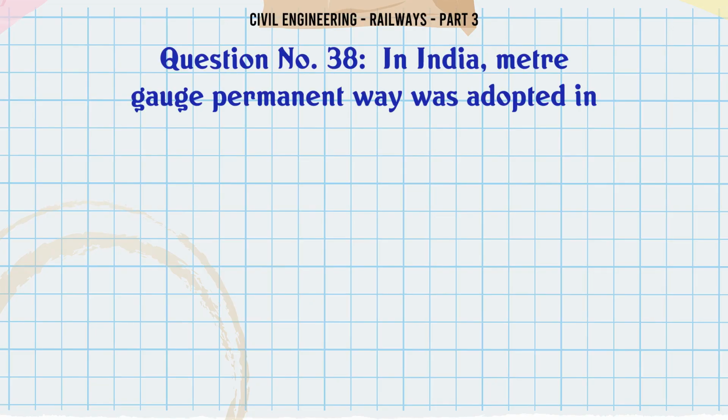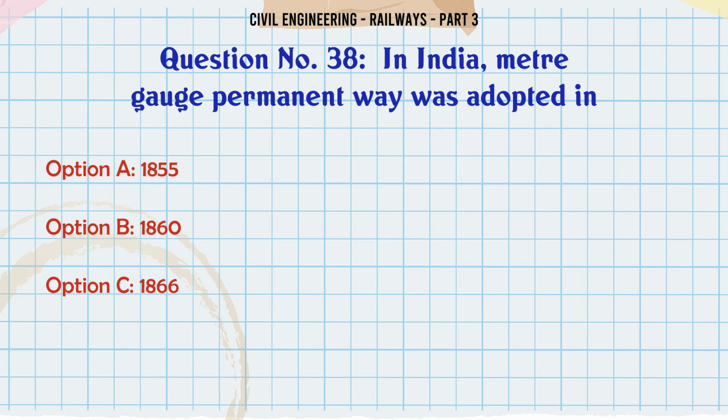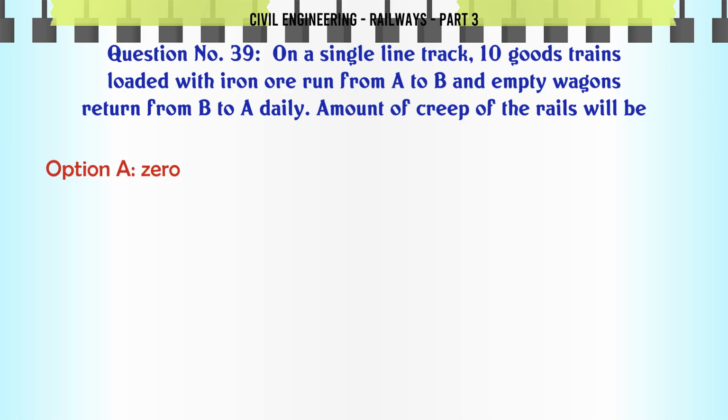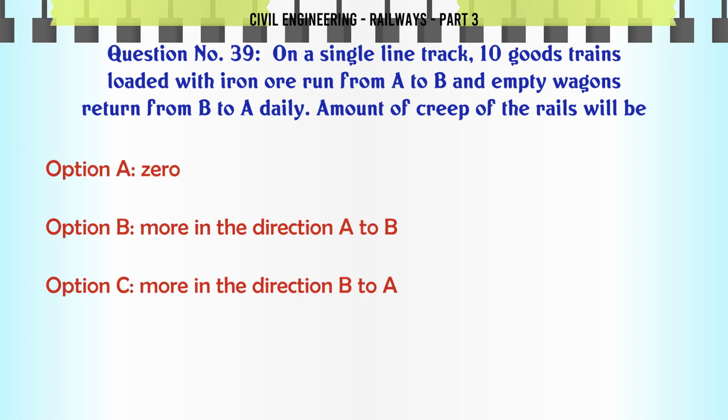In India, meter gauge permanent way was adopted in A. 1855, B. 1860, C. 1866, D. 1871. The correct answer is 1871.